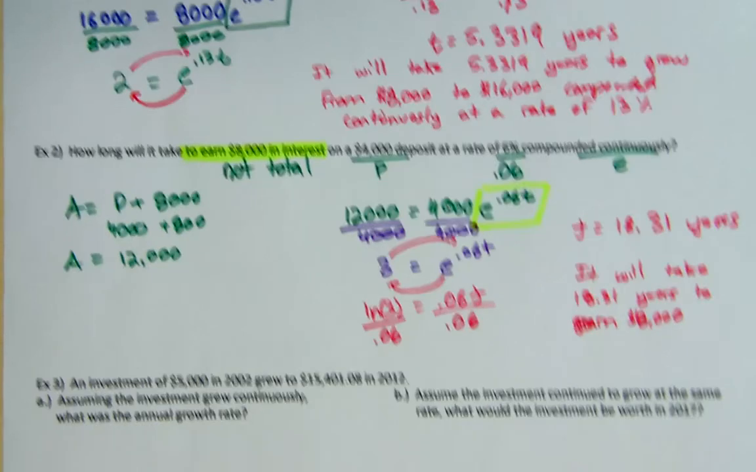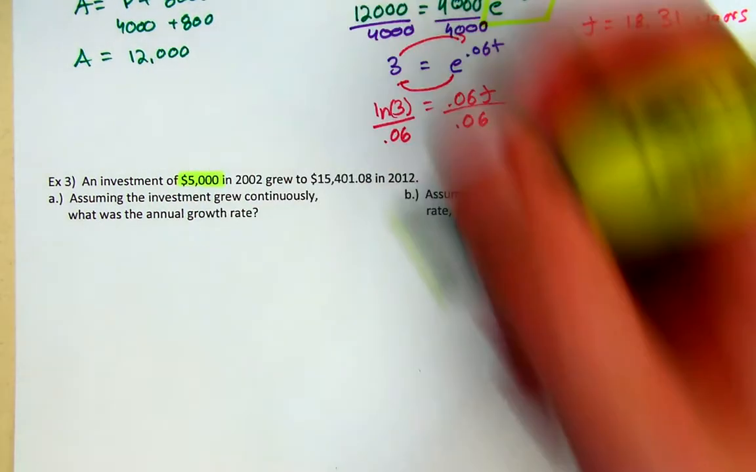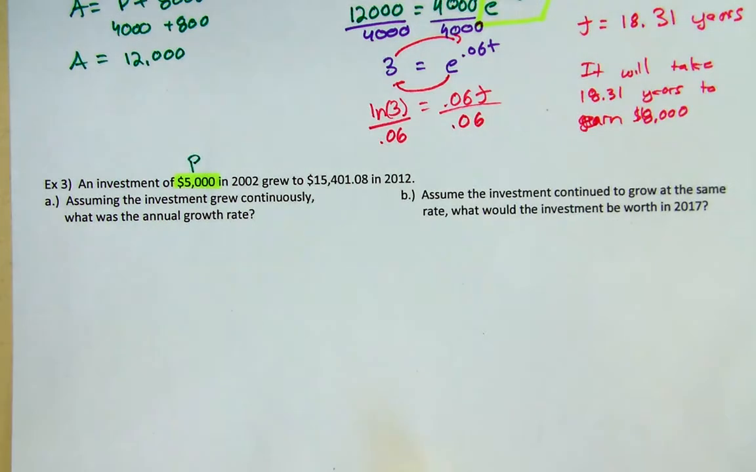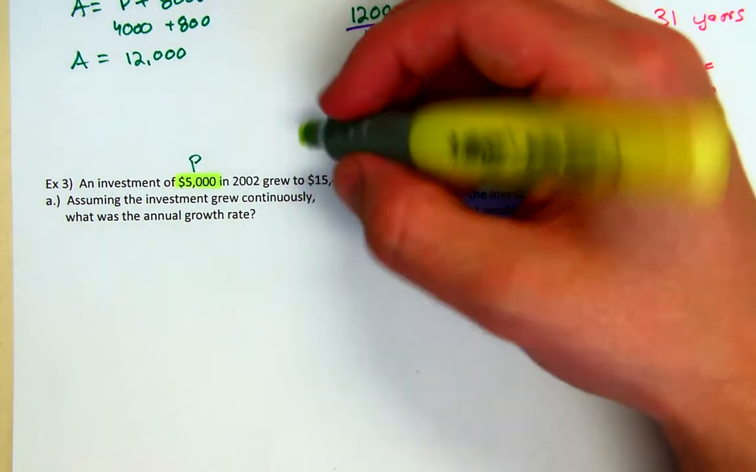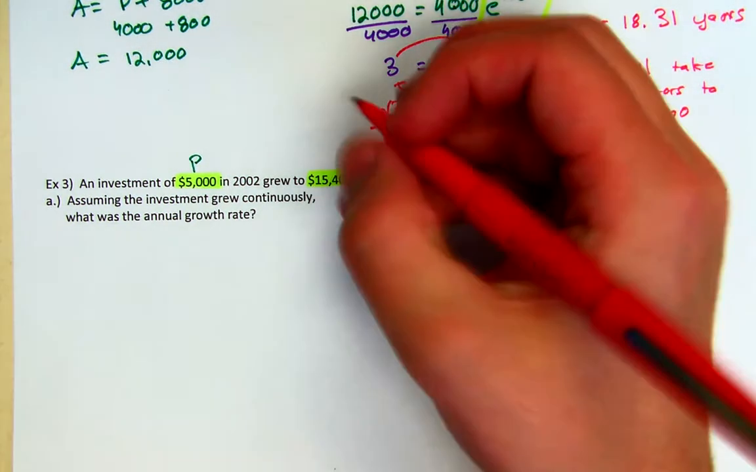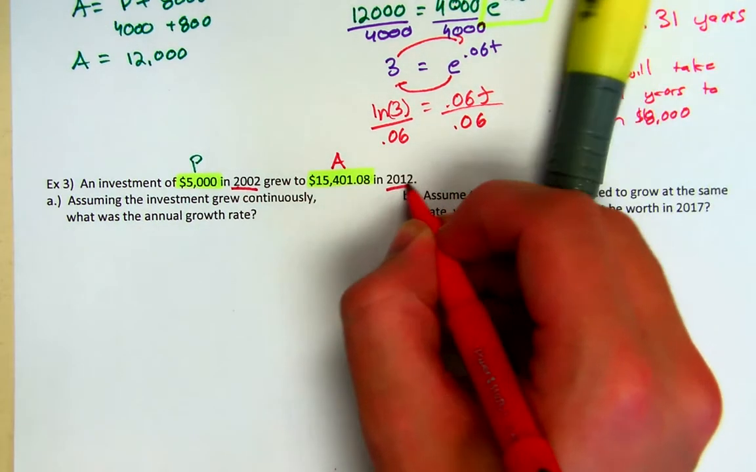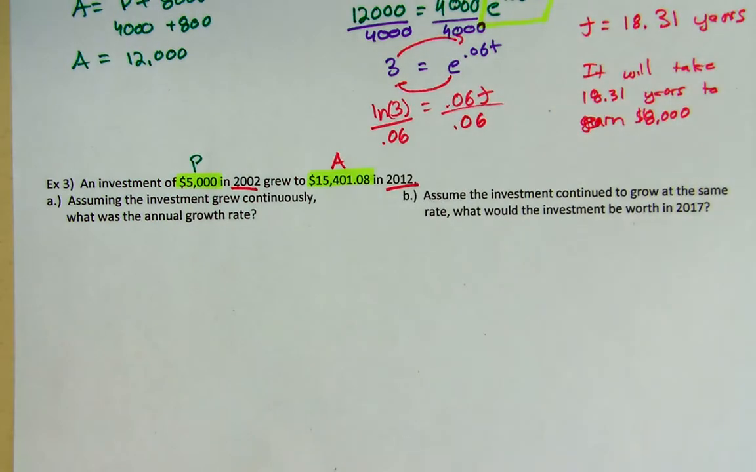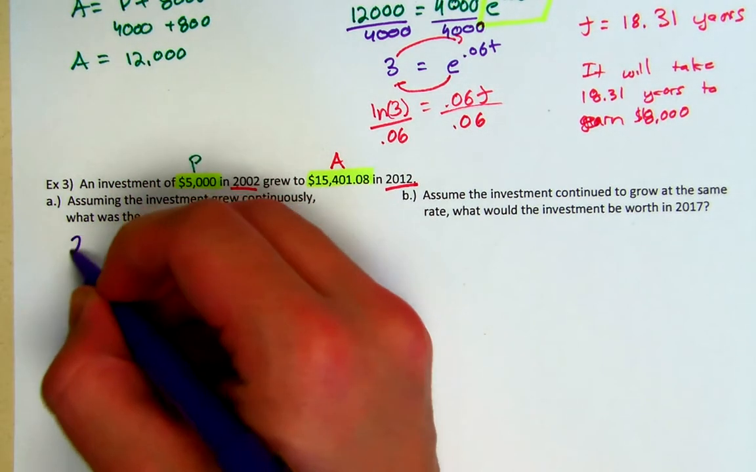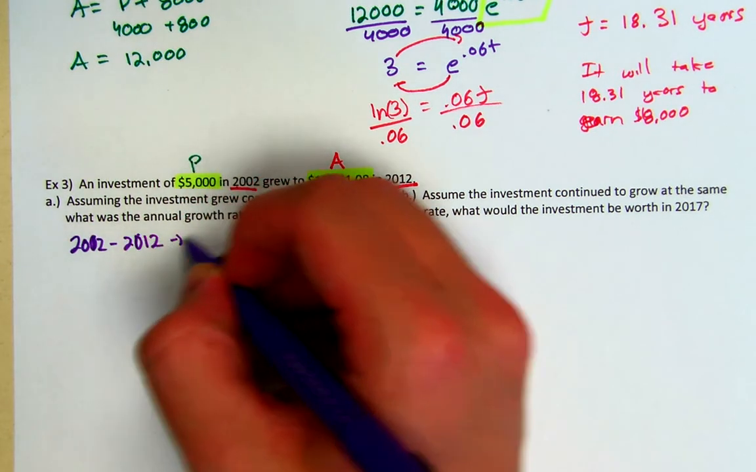Alright, so example 3 is a little bit different as well. So an investment of $5,000. That tells me I'm initially investing $5,000. In 2002, it grew to $15,000. So it grew, so that's how much I'm going to have in the end. The 2002 to 2012 tells me how many years. So 2002 to 2012 is 10 years.